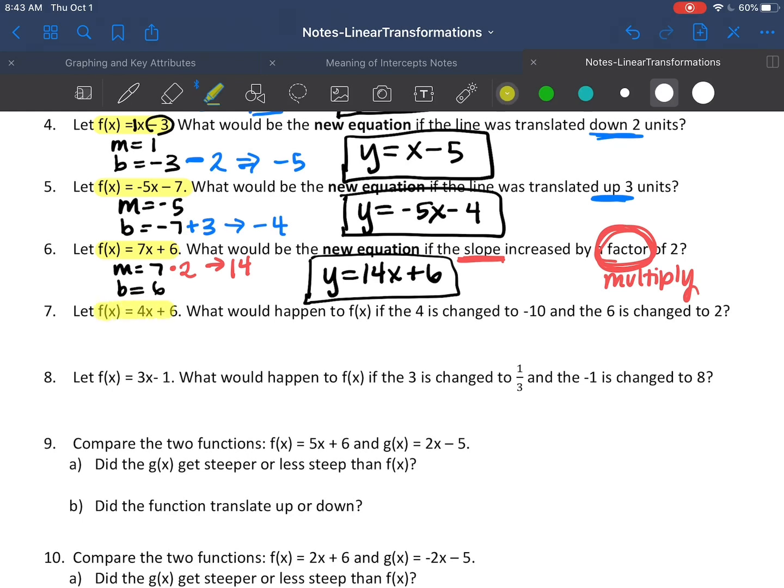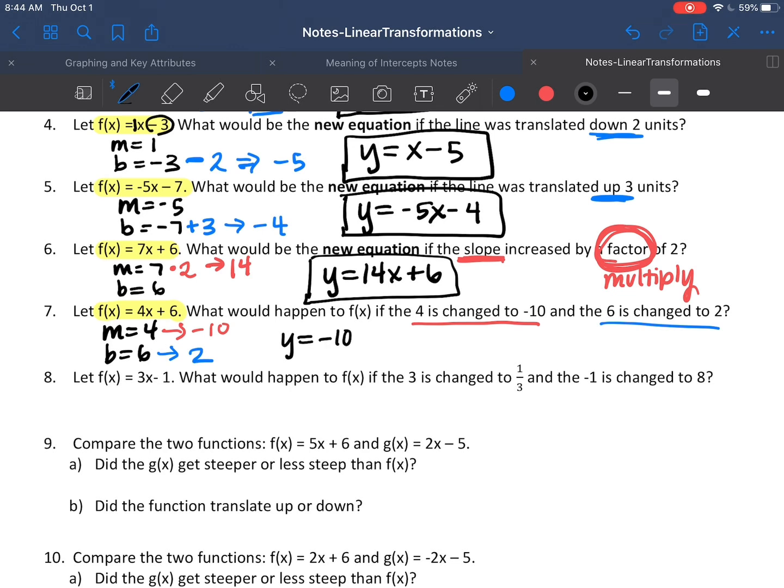Okay, number 7. We are starting with a slope of 4 and a y-intercept of 6. What would happen if the 4 is changed to a negative 10 and the 6 is changed to a 2? So 4 is changed to negative 10, 6 is changed to a 2. So if we rewrite the new equation, you could even type it in your calculator if you want to. Our new slope is negative 10. Our new y-intercept is positive 2.